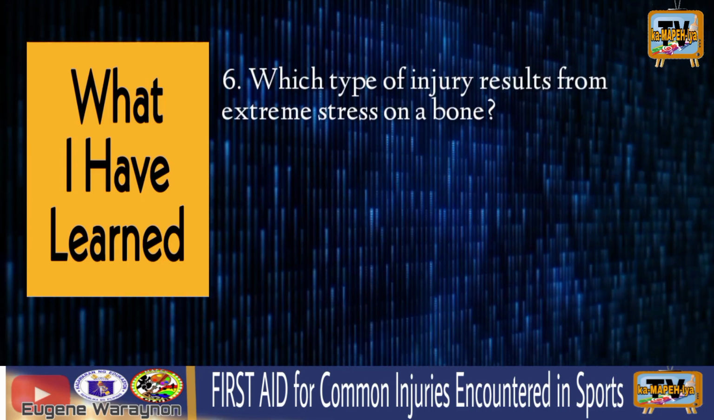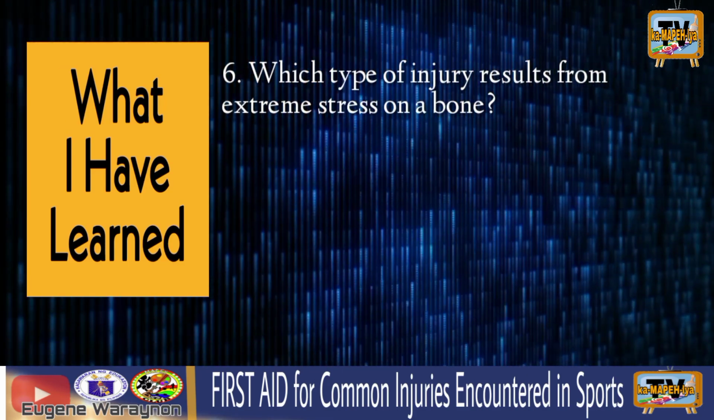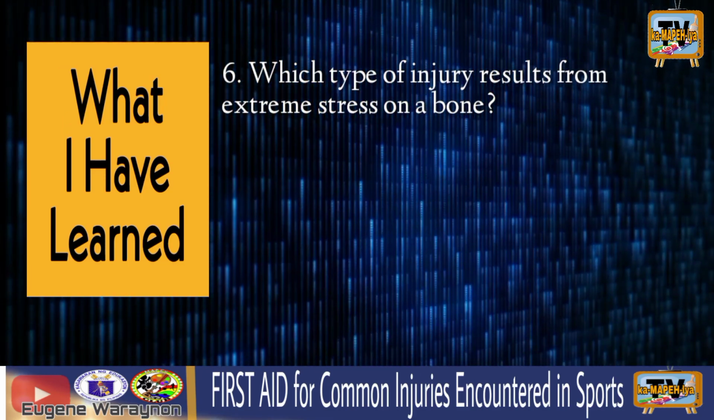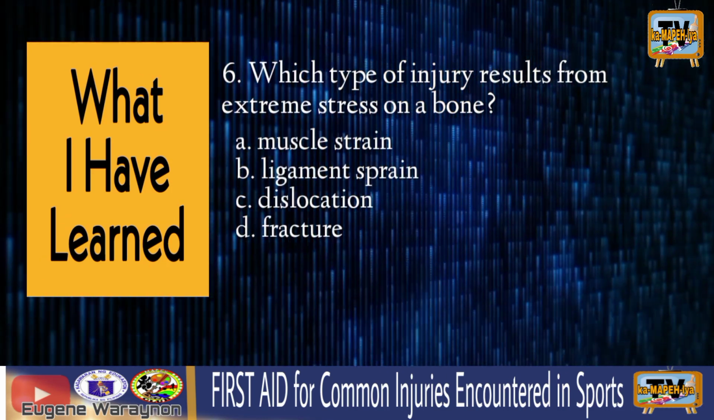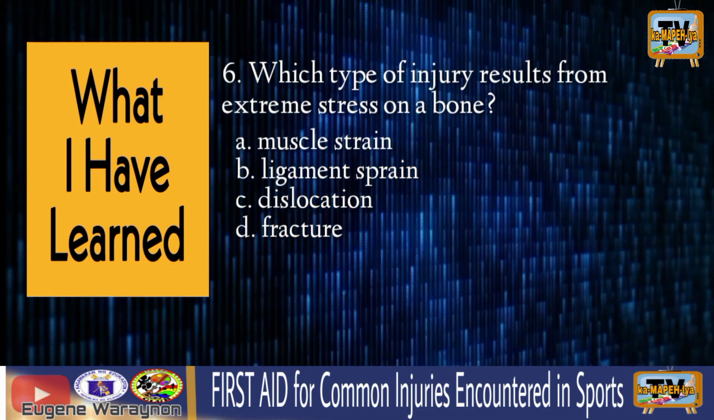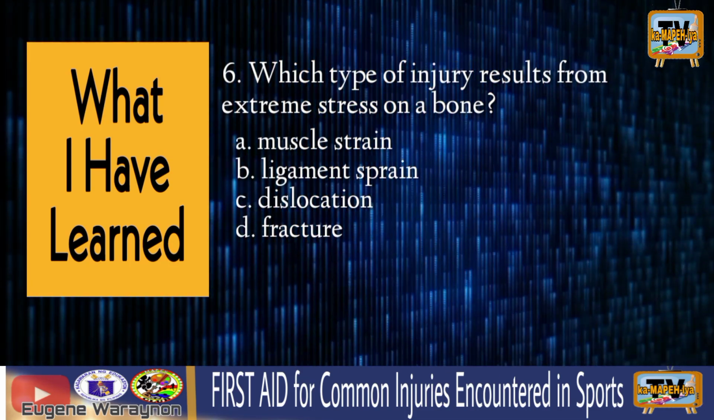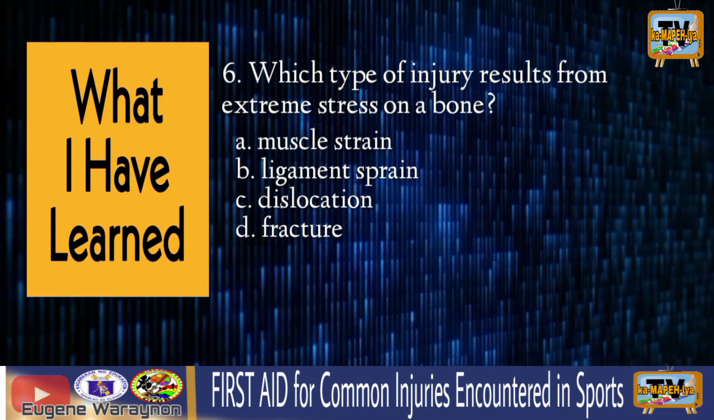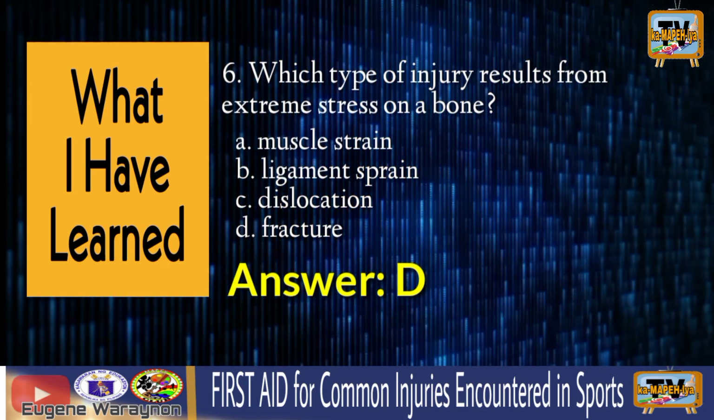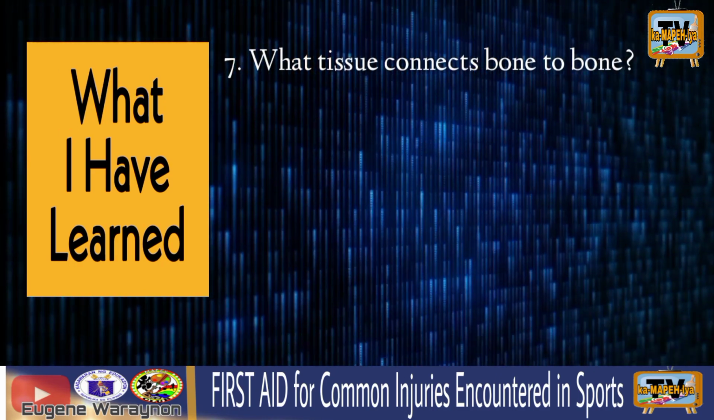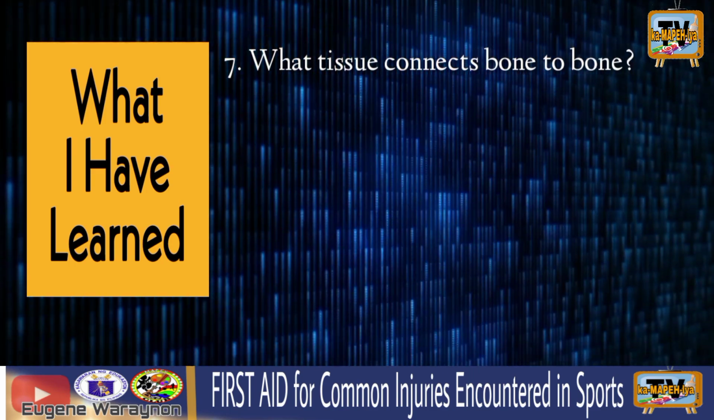Number 6. Which type of injury results from extreme stresses on a bone? A. Muscle strain. B. Ligament sprain. C. Dislocation. D. Fracture. Correct answer is letter D. Fracture.